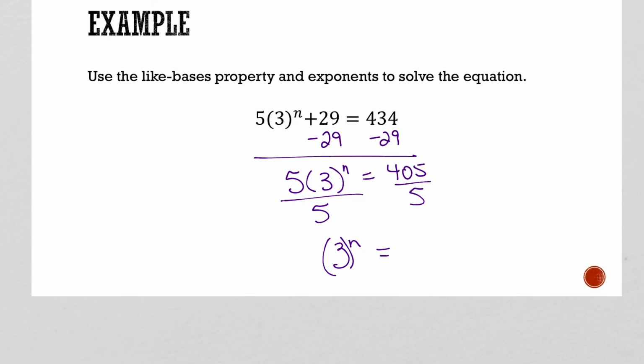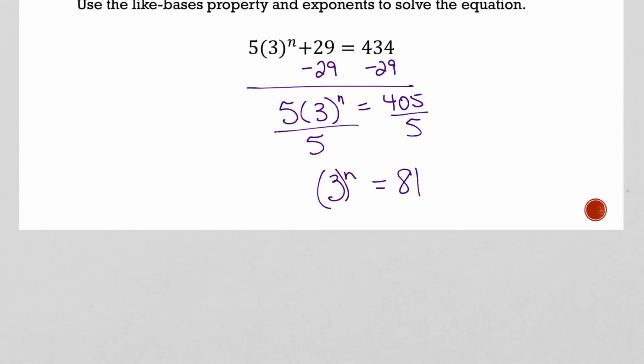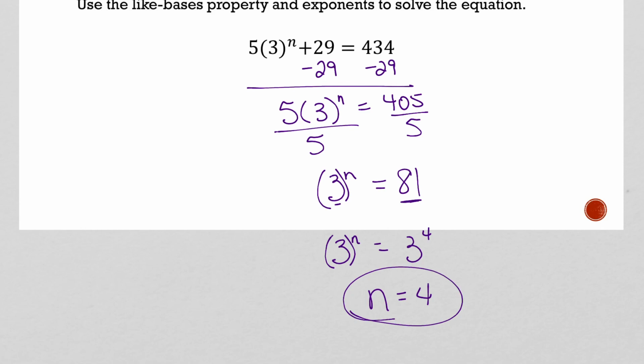So 405 divided by 5 is 81. And so now, can I write 81 as something with a base of 3? Yeah, 3 to the 4th power is the same thing as 81. So I know that n is equal to 4. So can you check your work? Yeah.